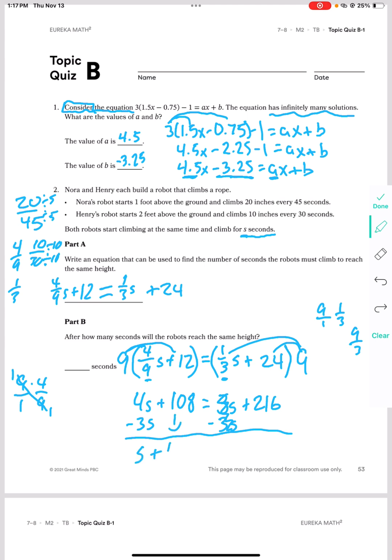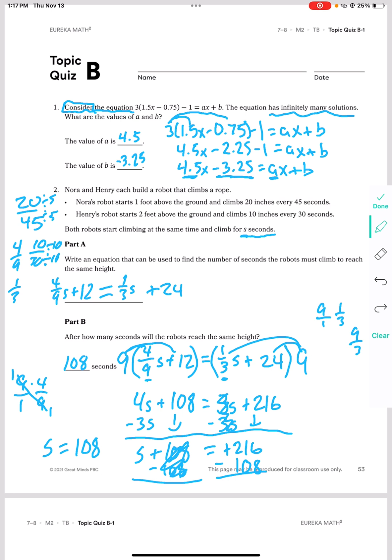We didn't do anything with the plus 108, so it's still there. Equal sign still there. Didn't do anything with the plus 216. So now we've got to get s by itself. To get s by itself, we have to just get rid of the 108, which we would subtract because we do the opposite. So 108 is gone. That means s equals 216 minus 108, which is s equals 108. So that means it takes 108 seconds for the robots to be at the same height.